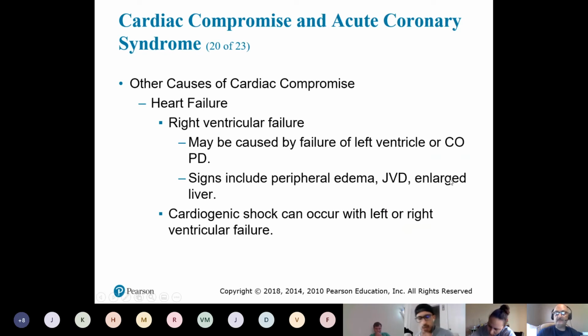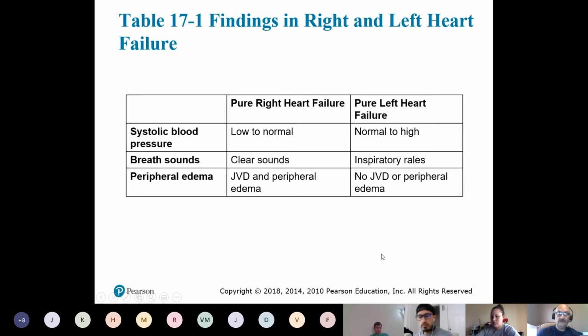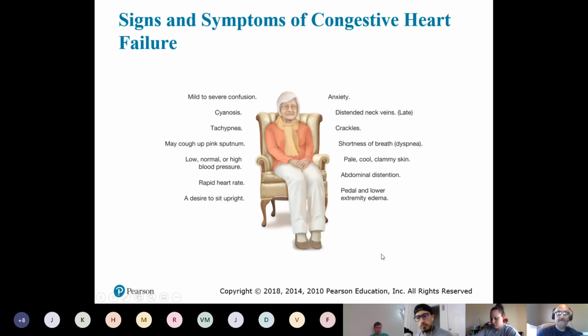And yes, Sequoia, you're talking about the liver. So you can have an enlarged liver, but the most obvious signs are the peripheral edema and the JVD. So think about that patient that has fluid in the lungs. And we covered this yesterday. How are they going to present?